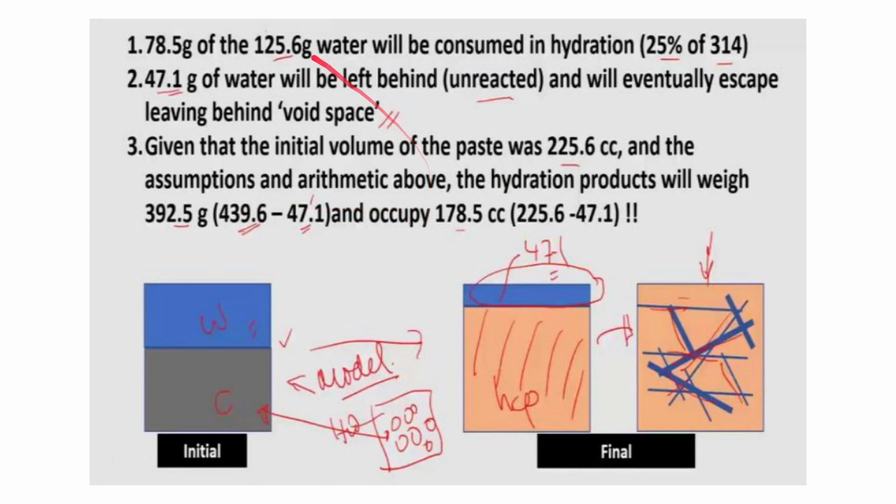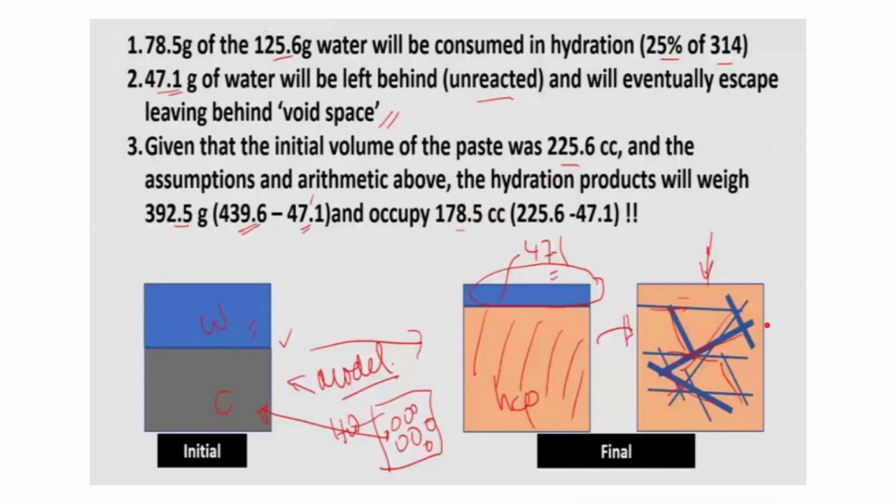with the assumptions and arithmetic using all those, we will find that the hydration products will weigh around 392.5 gram, because 47.1 gram of water will be left behind as unreacted and occupy 178.5 cc, because this 47.1 will result in evaporation. So as you can see, apart from the blue water here, there are some small blue slanting lines also present in the HCP. These are basically the gel pores, the pores formed in the gel due to the presence of unreacted water, which will also get evaporated. So this is the initial and this is the final diagram.